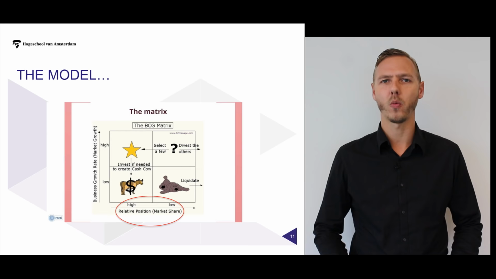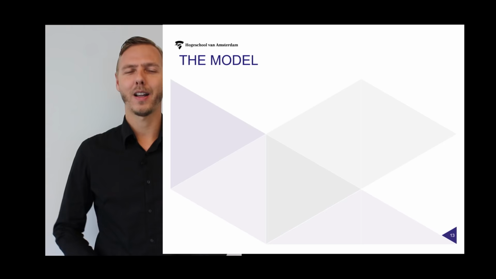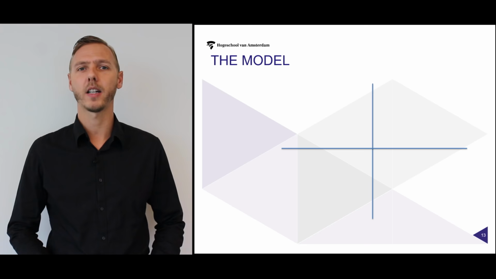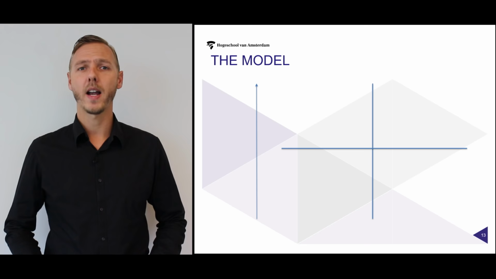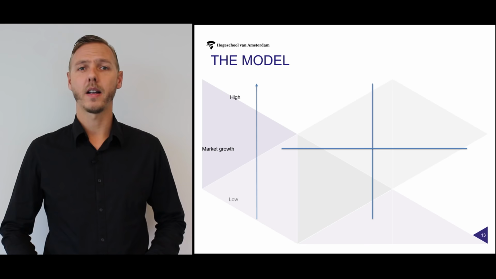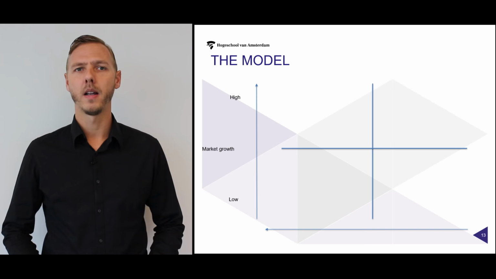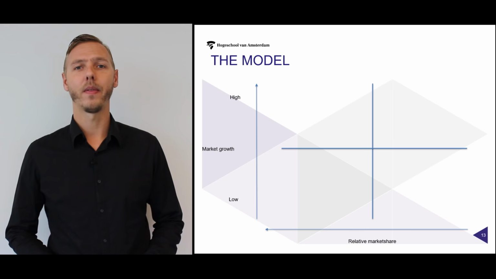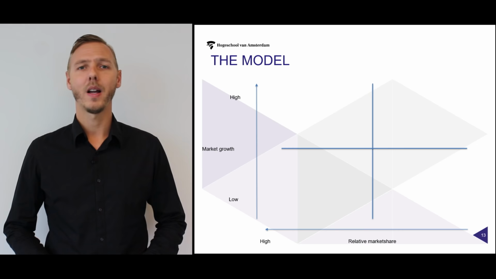So how do I use the model, and which is the correct model? Let's have a look at that. I always like to draw, and if you look at the original textbooks or study books, you always see a model like this. You have the y-axis, and the y-axis tells you the market growth. The model states, but please bear in mind it was invented in 1968, that you have high market growth here and low market growth there. So low is below the middle line and high is above the middle line. And you have the x-axis, which is underneath, and this is what we call the relative market share. On the right side it's low, and on the left side it's high.